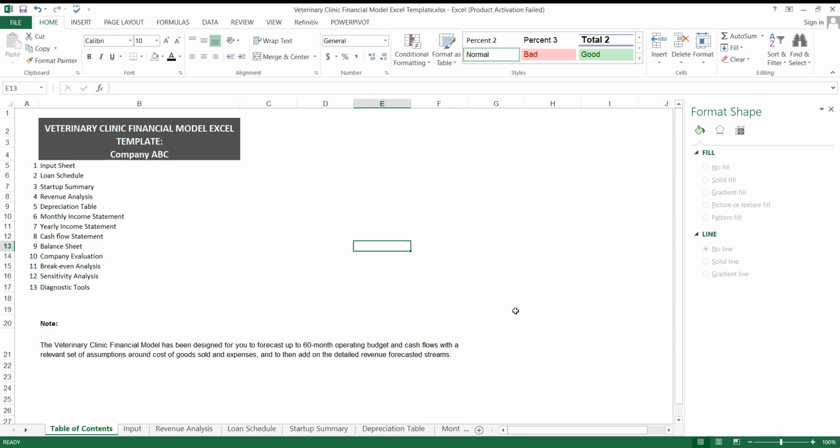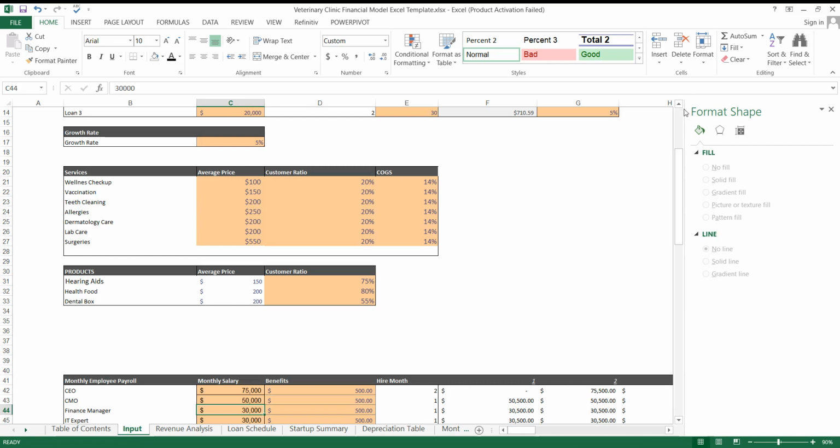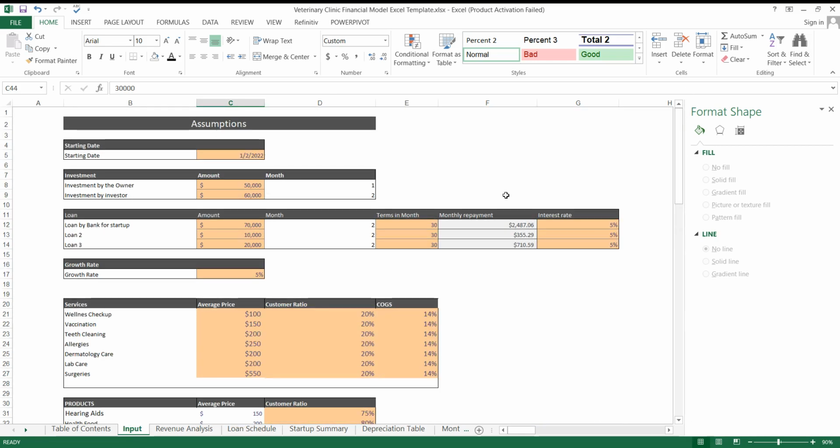The veterinary clinic financial model has been designed for you to forecast up to a 60-month operating budget and cash flows with a relevant set of assumptions around cost of goods sold and expenses, and then to add on the detailed revenue forecast streams. The input sheet gives an overall view of the business, and it includes all the assumptions that can be customized to your specific business model.